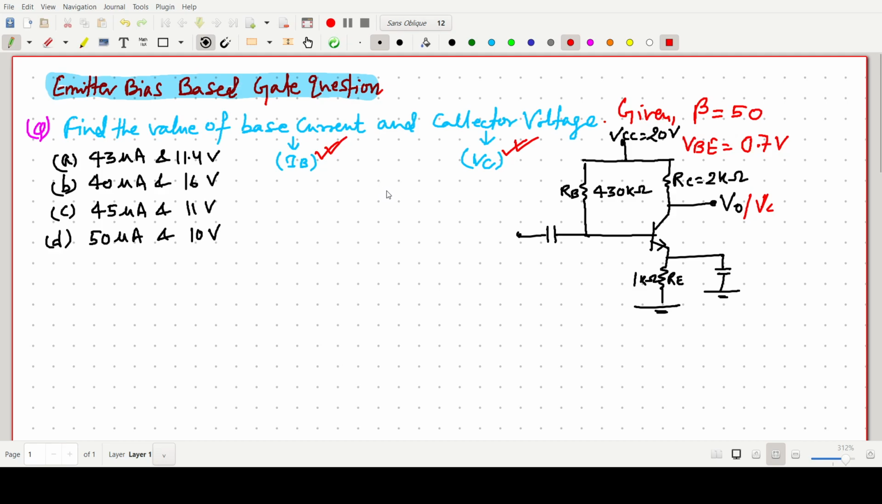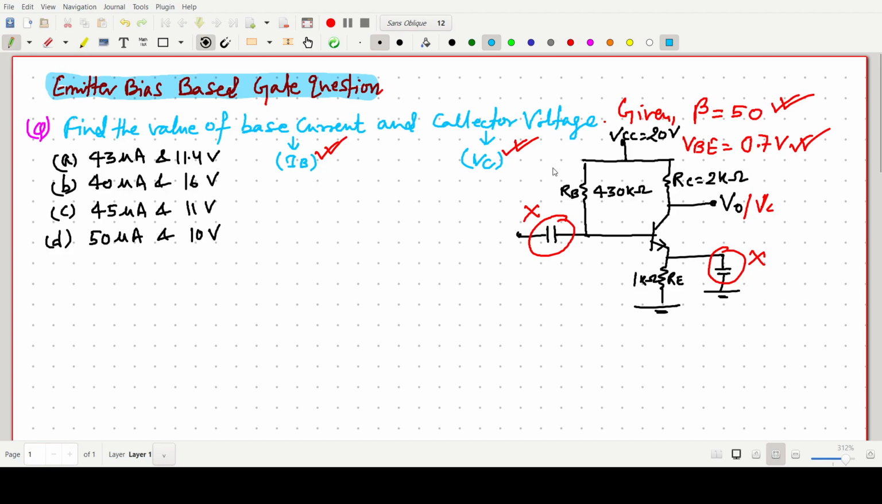It is a very simple numerical. We just have to apply Kirchhoff's voltage law, and we can forget about the capacitors, the coupling capacitor and the bypass capacitor, because we are doing DC analysis. The given terms are beta, the current gain, and the base-emitter voltage of 0.7 volt.